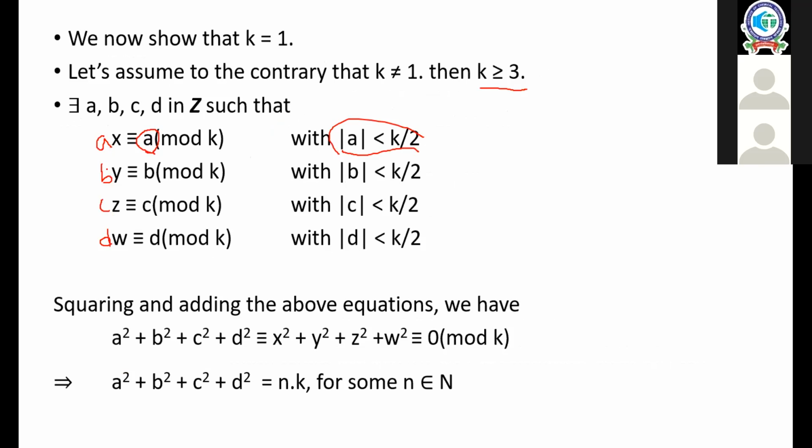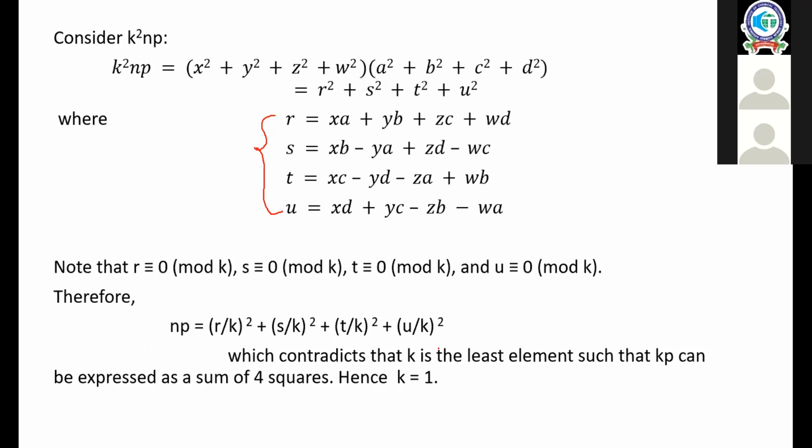So XA plus YB plus ZC plus D into W is congruent to A square plus B square plus C square plus D square mod K, which is congruent to 0 mod K. So we have R, and K divides R. Similarly, we can prove it for S, T and U. This means R by K is an integer, S by K is an integer, T by K is an integer, and U by K is an integer.